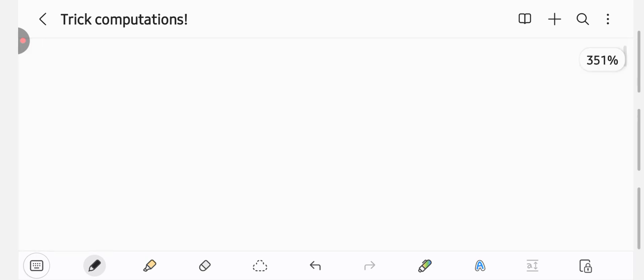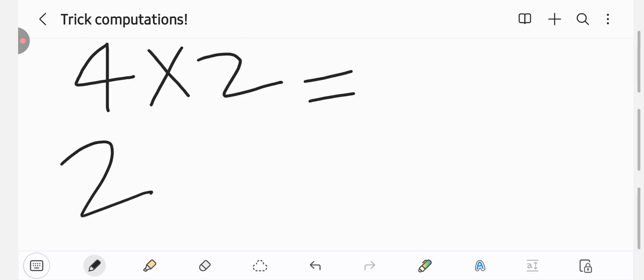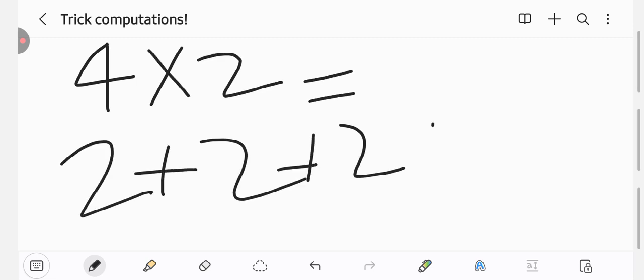One of the trickiest computations is multiplication. Multiplication is just repeated addition, but you can ask me, if multiplication is just repeated addition, what is... 4 times 2 means you add 2 plus 2 plus 2 plus 2, right? So I explained the FOIL method, lots of things.